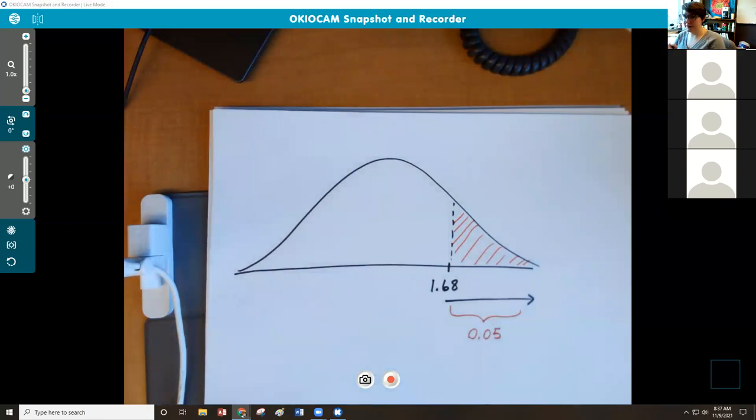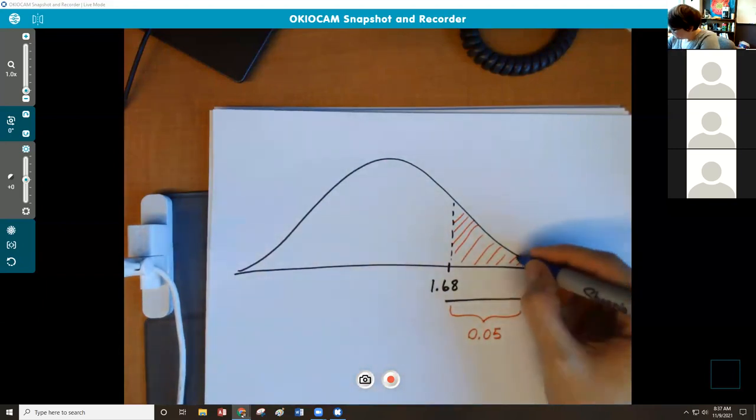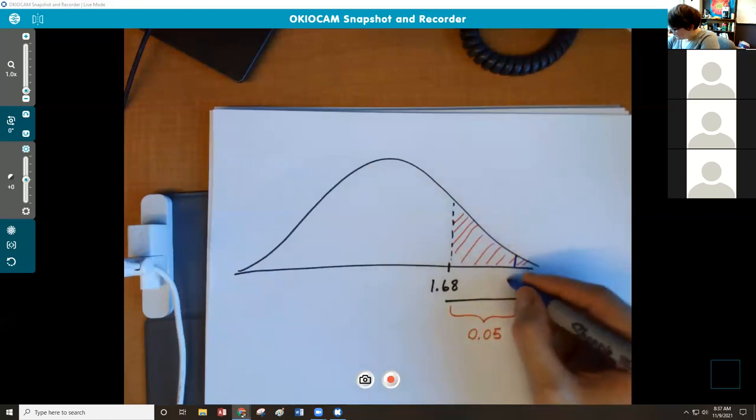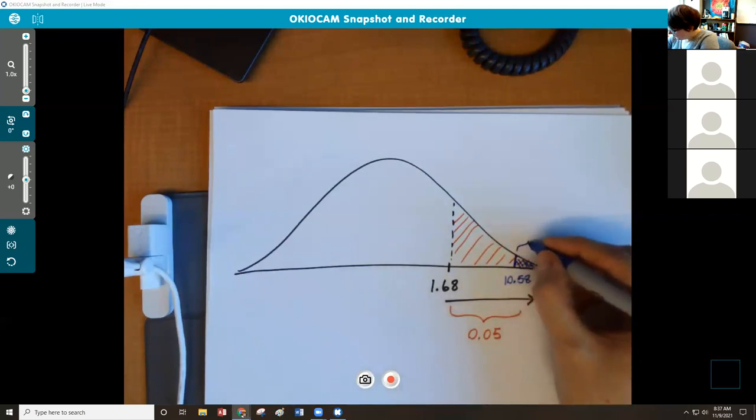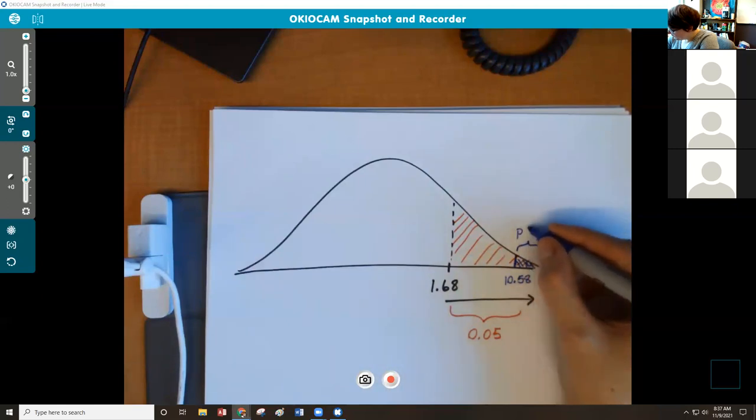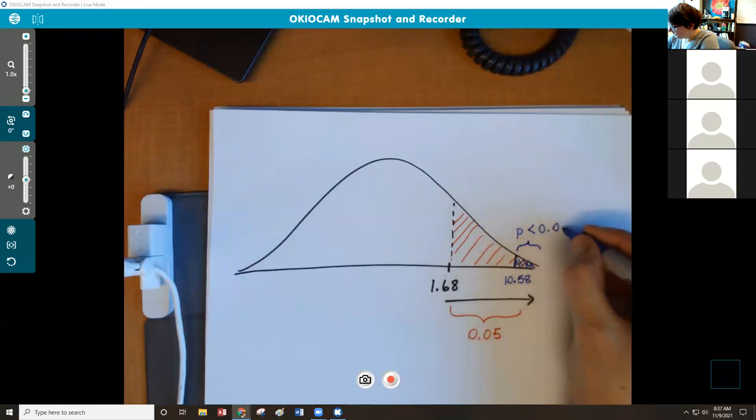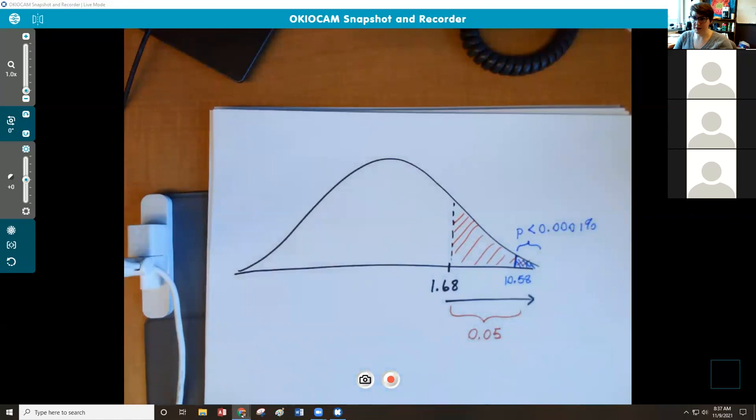0.05. And then with the right hand side where it says sample mean and it has the 10.58, it's telling you the actual value that you saw in your sample is 10.58. And then the p-value for that is really, really, really small. It's less than 0.001%. Okay. So kind of a blanket statement is ignore the left-hand side and only look at the right-hand side.